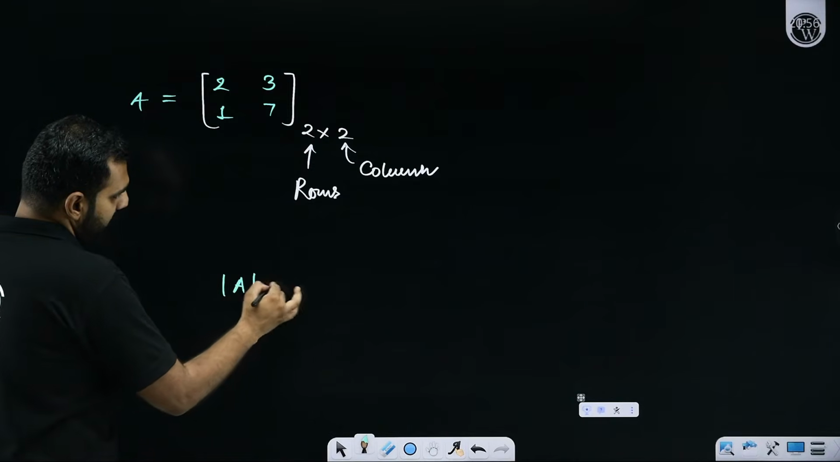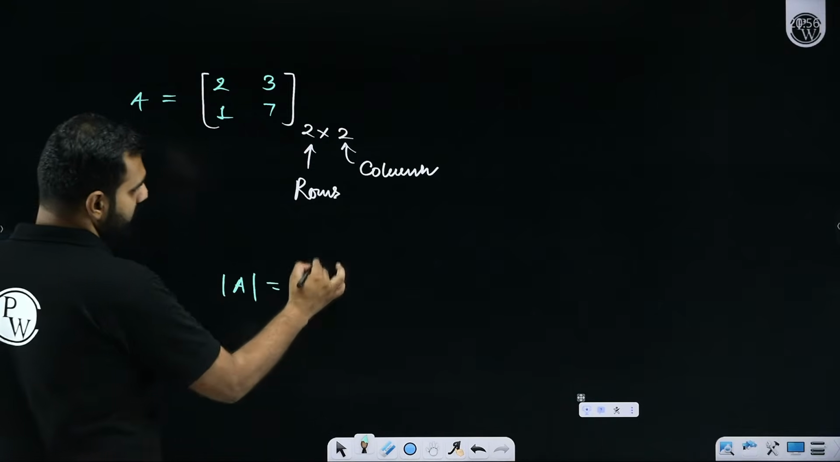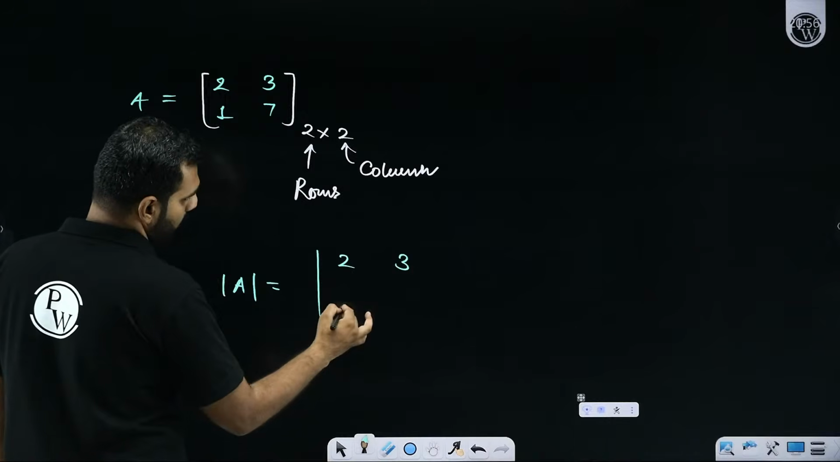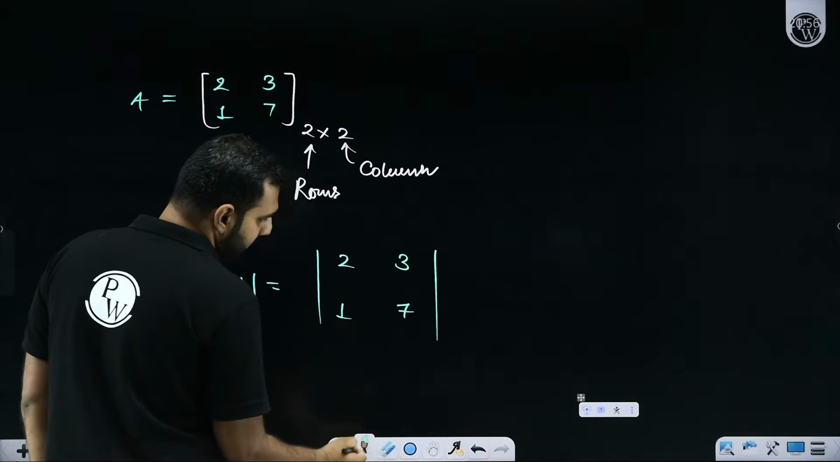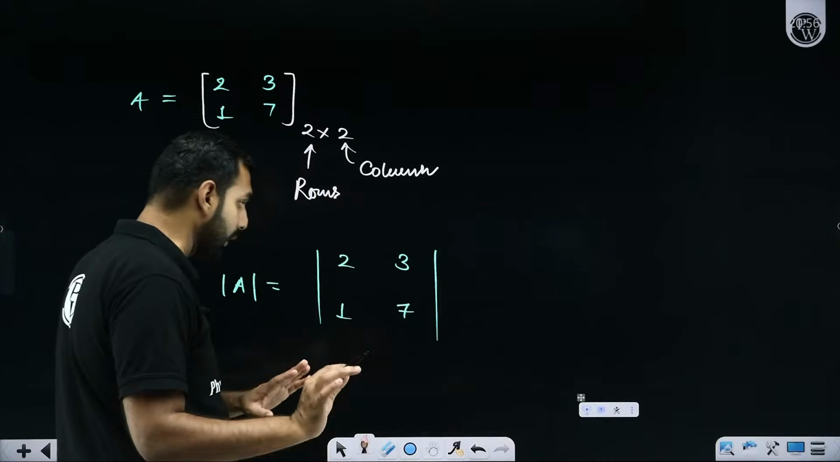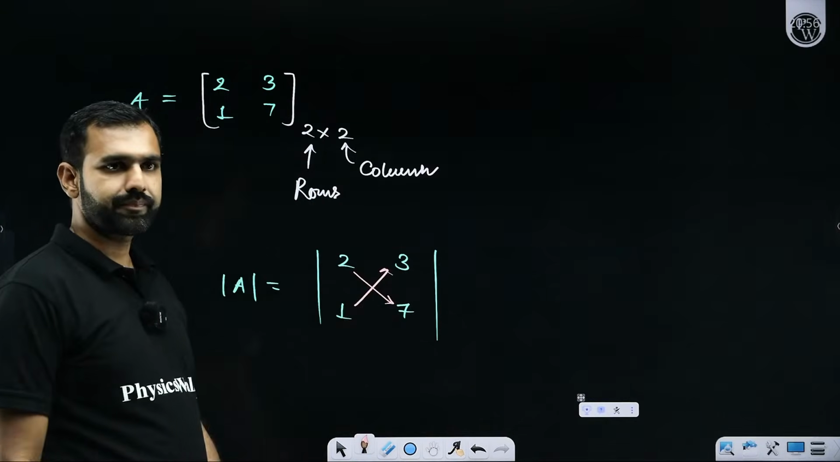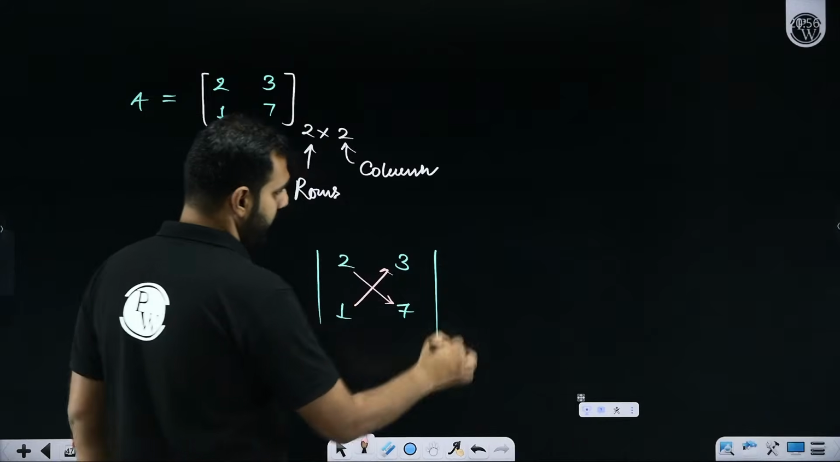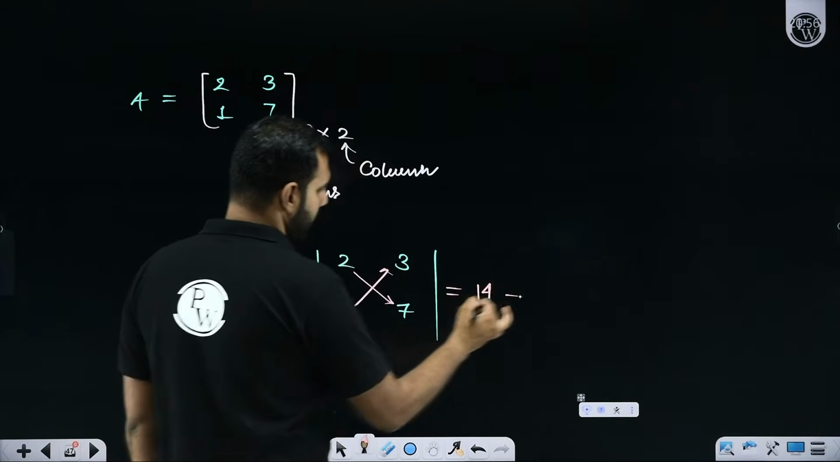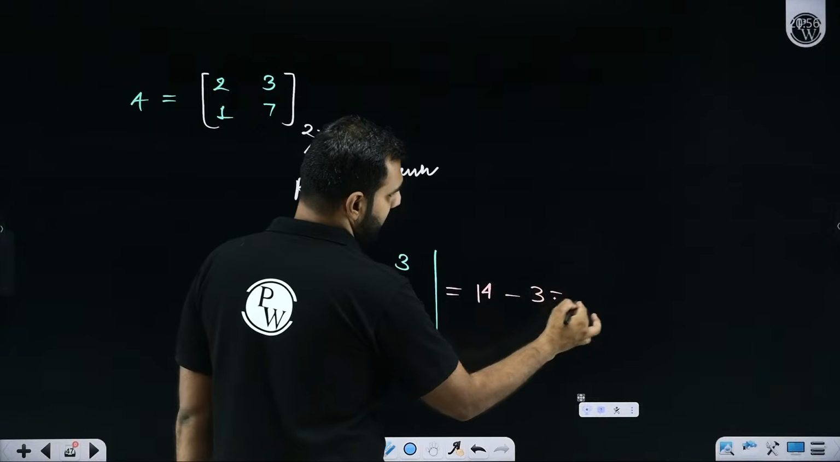So the determinant of A is denoted by this, which is given by 2, 3, 1 and 7. And if you want to find its value, it's really simple: 2 into 7 minus 1 into 3. 2 into 7 is clearly 14 and 1 into 3 is 3, and 14 minus 3 is 11.